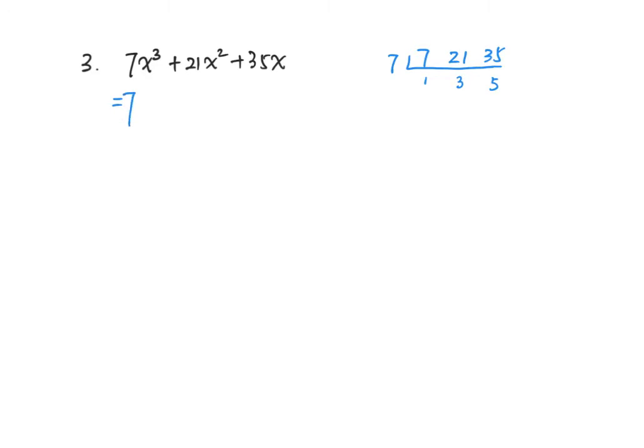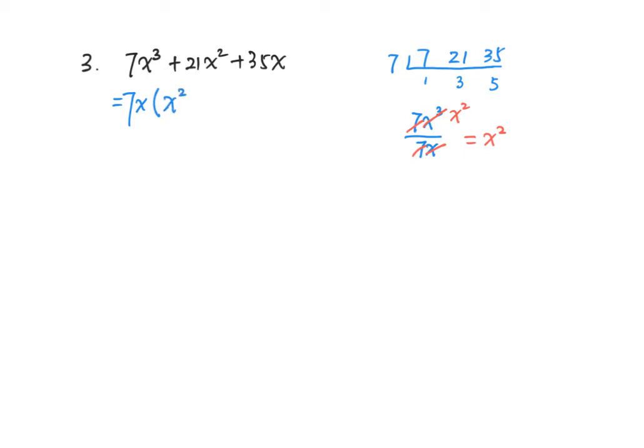And for the first term, the second term, and the last term, all of them contain x to the power 1. So 7x is the common factor for these 3 terms. If you take out 7x for the first term, 7x to the power 3, you divide by 7x, what is left? 7 can be cancelled, x to the power 1 can be cancelled, so x to the power 2 is left.